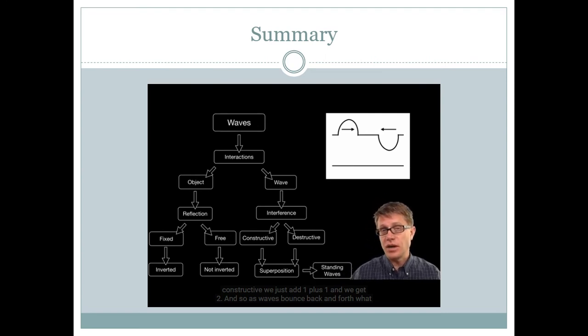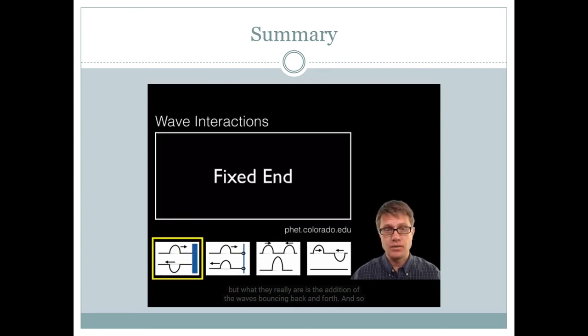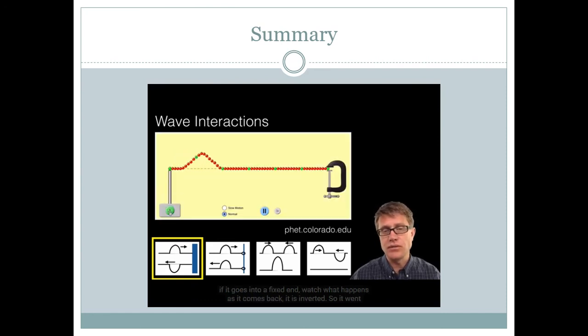And so as waves bounce back and forth, we can build up what are called standing waves. Waves that appear to not move, but what they really are is the addition of the waves bouncing back and forth. Let's look at this using a PhET simulation. Let's start with a fixed end. Remember, if it goes into a fixed end, watch what happens. As it comes back, it's inverted. So it went down on the top and it came back on the bottom.